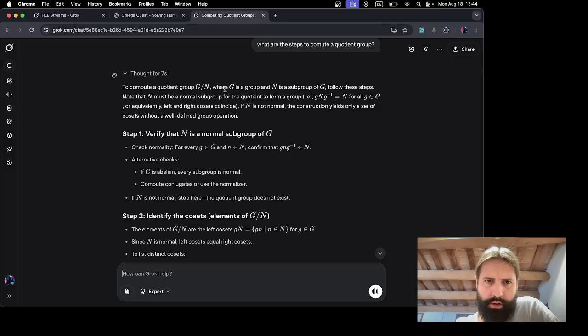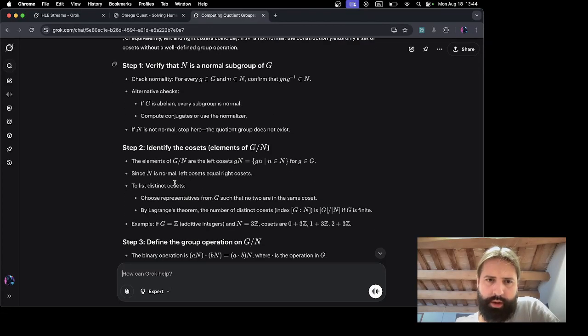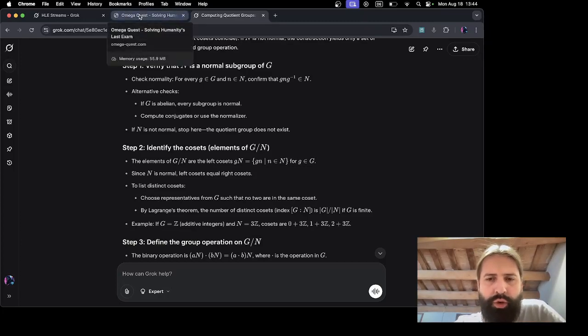Where G is a group and N is a subgroup of G, follow these steps. The cosets gN are the left cosets gn, such that n belongs to N, for each g in G. So that's what you're doing. Yeah, exactly, with the cosets. But that was equivalent to doing the modulo thing, right?